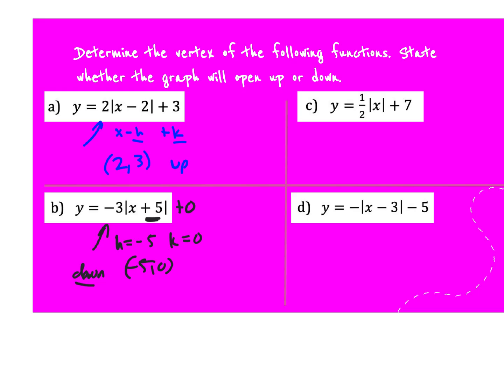So over here, I'm adding or subtracting nothing inside, but I've got this plus 7. So this is going to be 0, 7. This is like if I had x minus h, but h is 0. And that one's going to open up. And this last one, minus h plus k, so it's going to be a positive 3 and negative 5. And because that's like a negative 1, it's going to open down.